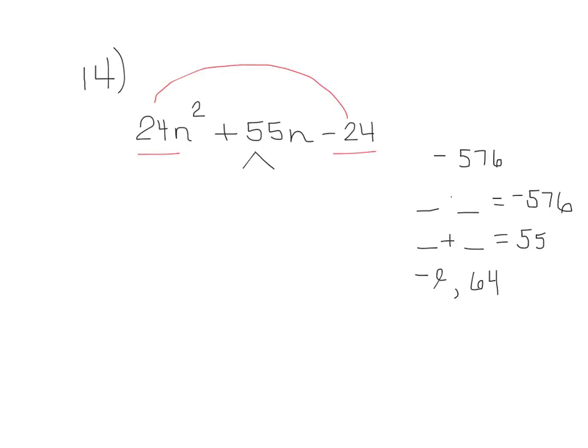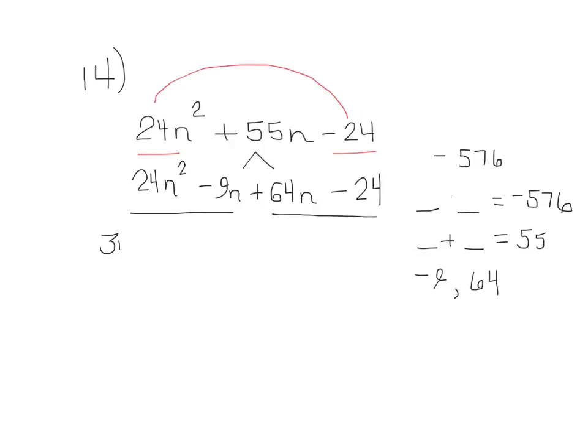Tricky one. So I'm going to break this middle term down into negative 9n plus 64n and bring down my remaining terms. So now we've broken this polynomial into an even number of parts. So we're going to group the first two and group the latter two and find the greatest common factor of each. So for the first two, what they have in common is 3n. If we divide out 3n, we'll be left with 8n minus 3.